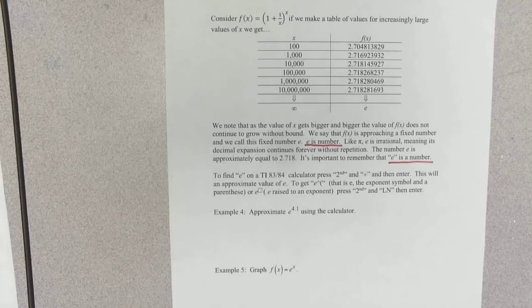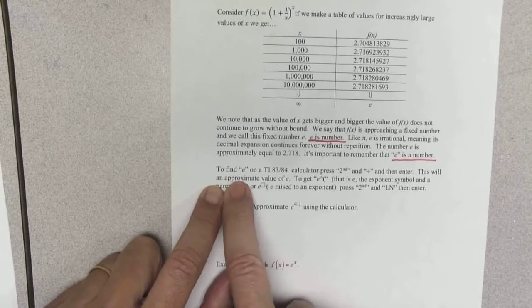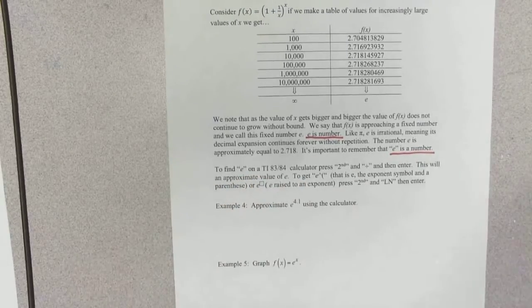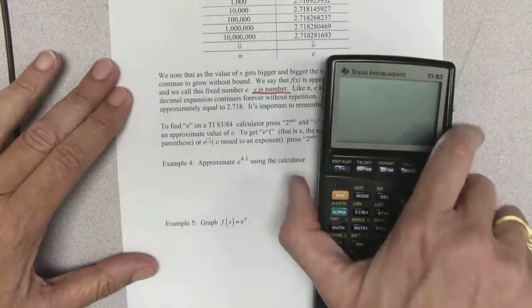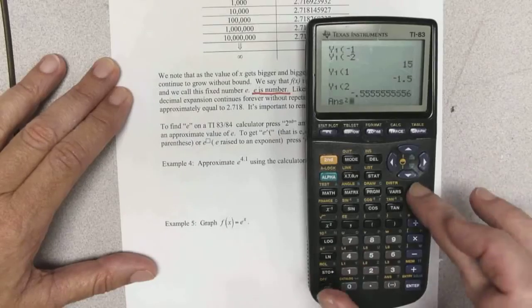Now your calculator does know E. Again, this is for a TI-83/84. To find E on a TI-83/84, and there's my very old TI-83, we'll clear that out.